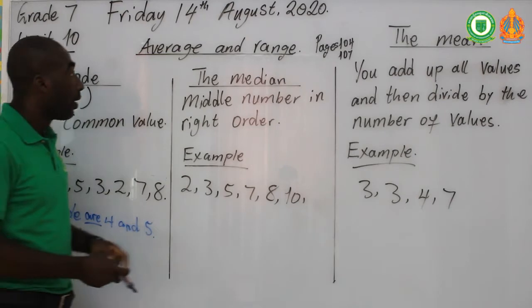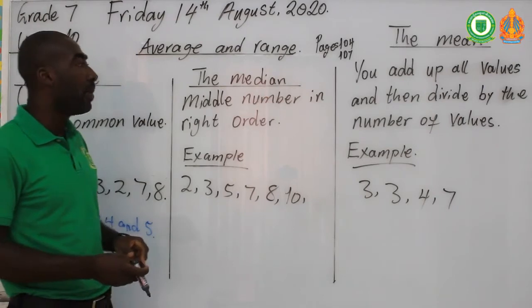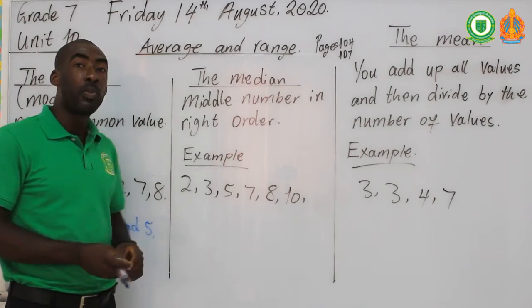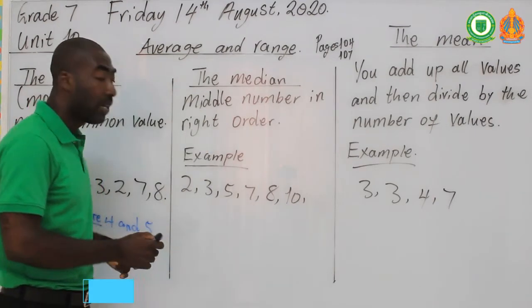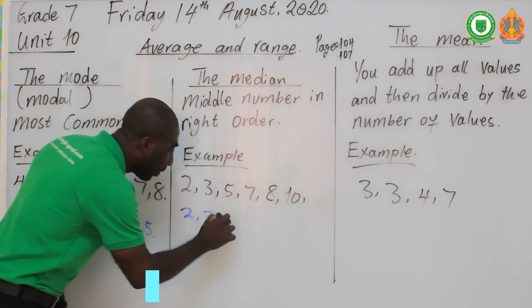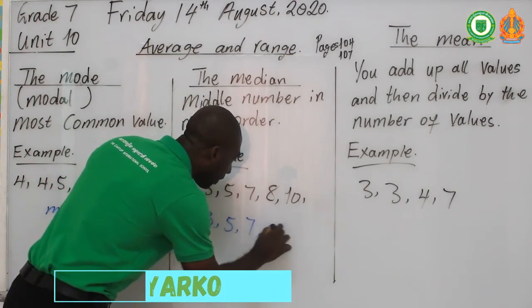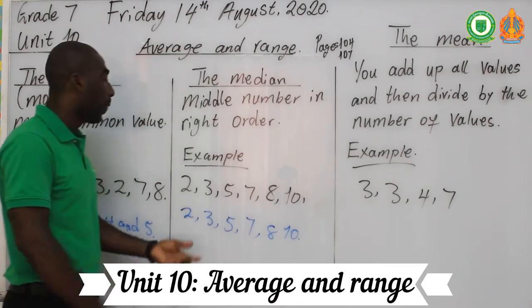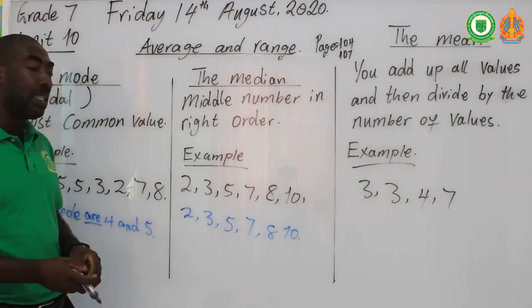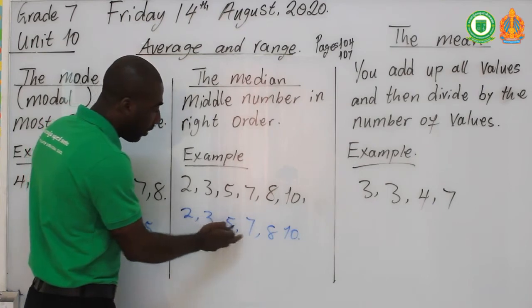In the case of the median, we know that the median is the middle number when you put them in the right order. So we have this example, we're going to put it in the right order and then find our median. The smallest is 2, so we have 2, 3, 5, 7, 8 and 10. It is in the right order already. The median is the middle number. So now let's see: 1, 2, 3, 4, 5, 6.